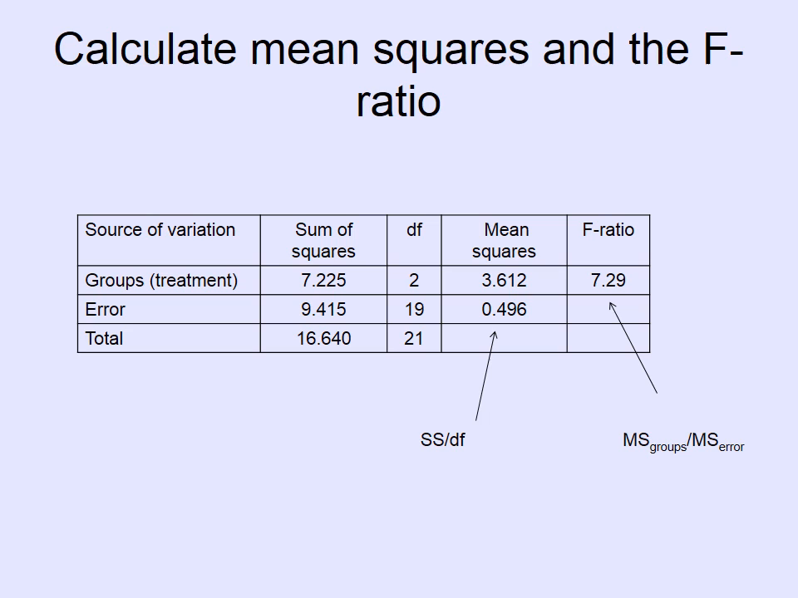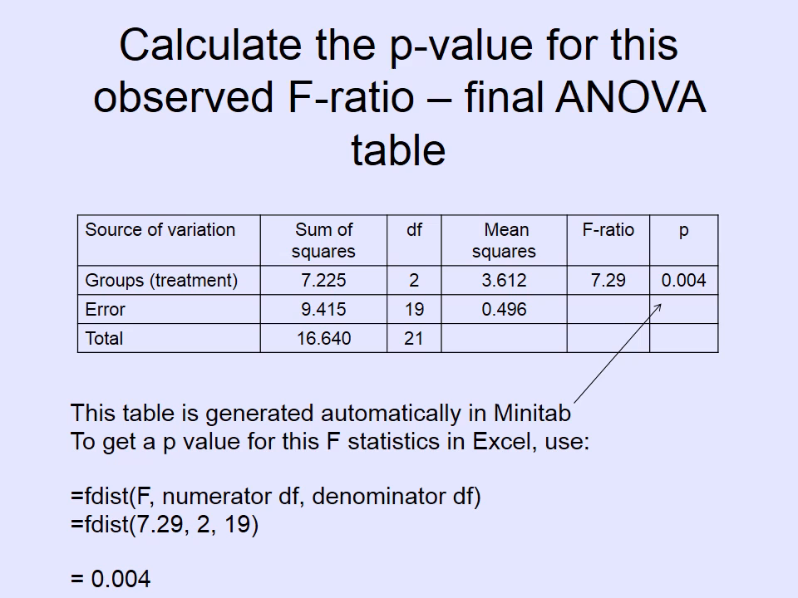So generally those are the only two mean square values you're going to see. The F ratio then is, and this is our F statistic, mean square groups over mean square error, and it's 7.29. Now we want to know, is that rare? Does that result in a low p-value? Okay, in Minitab, this Anova table is going to generate automatically.